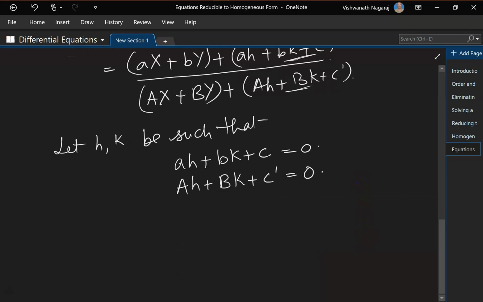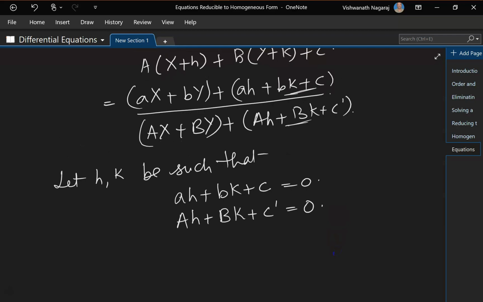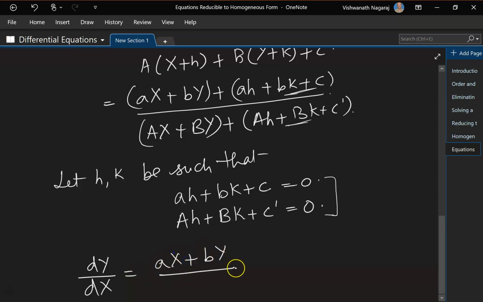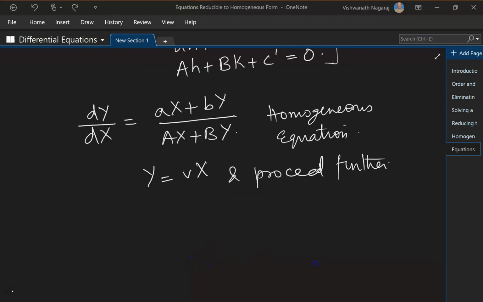So you end up with simultaneous linear equations. So let's solve this. Okay, now we can't really solve it without values. Because of this, our equation becomes dY by dX is equal to (aX + bY) / (AX + BY), and this is a homogeneous equation. Now remember the procedure for homogeneous equation: y is equal to vx, and proceed further.